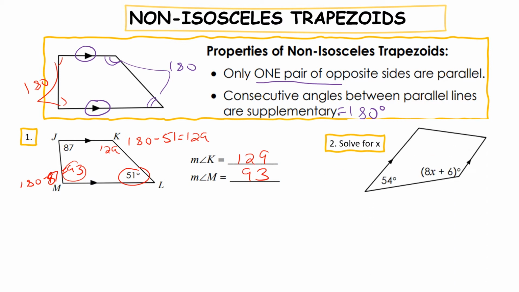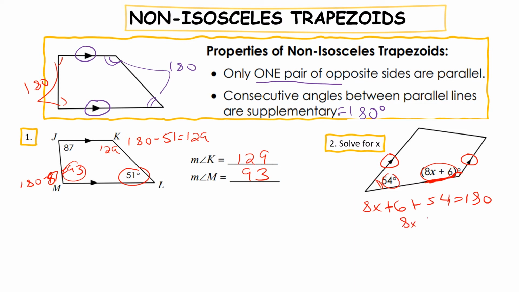All right, looking at example 2 here, solving for x. So again, we have our parallel lines right here. So these two angles would be consecutive, meaning they equal 180. So I could set up an equation: 8x plus 6 plus 54 is equal to 180, and then just solve this equation.